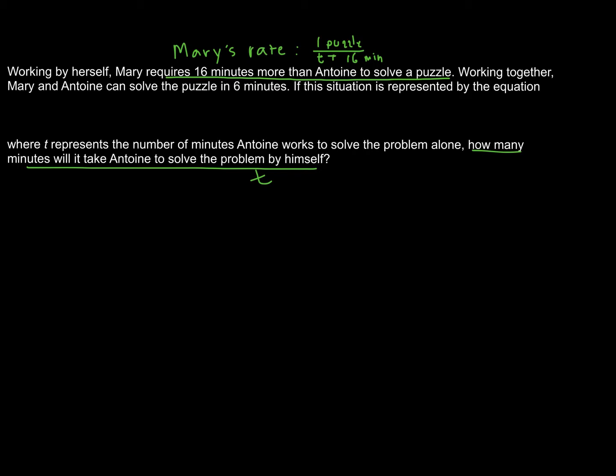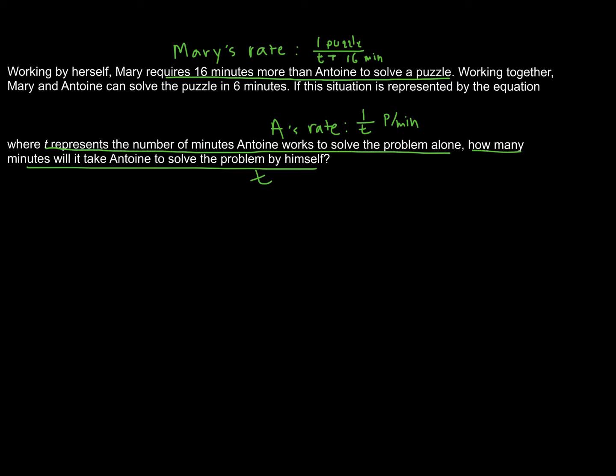Remember, rate is an amount of something done per an amount of time. Right, next, I'm going to jump actually to the rate at which Antoine can solve a puzzle because we just talked about the rate at which Mary can solve a puzzle. And notice here that it says he can solve a puzzle in t minutes. So his rate is one puzzle every t minutes, or 1 over t puzzles per minute.